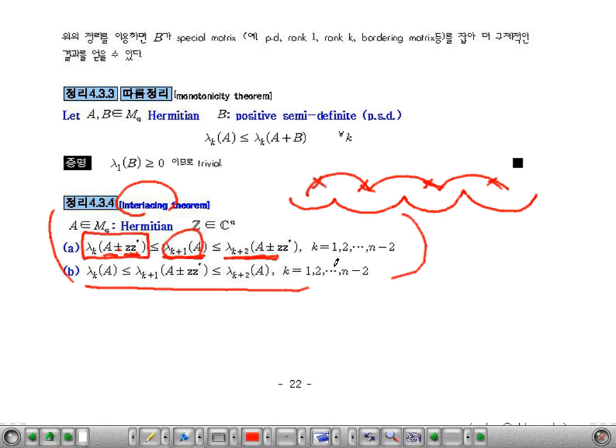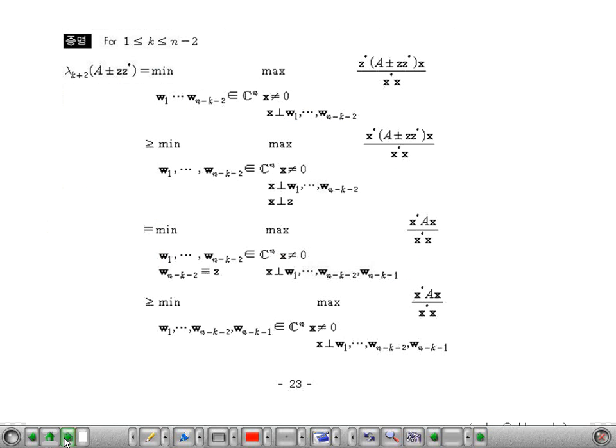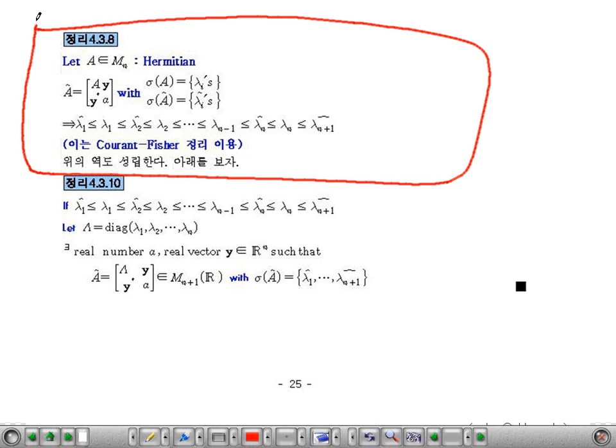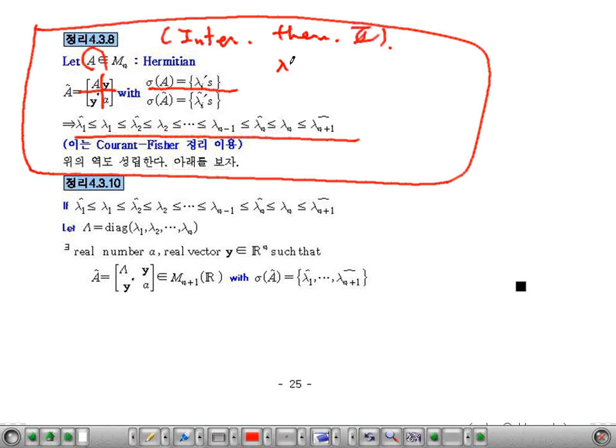Okay. This is improved in the way of this theorem. As you see here, this is an interlacing theorem. So the eigenvalues of A are lambda 1, lambda 2.